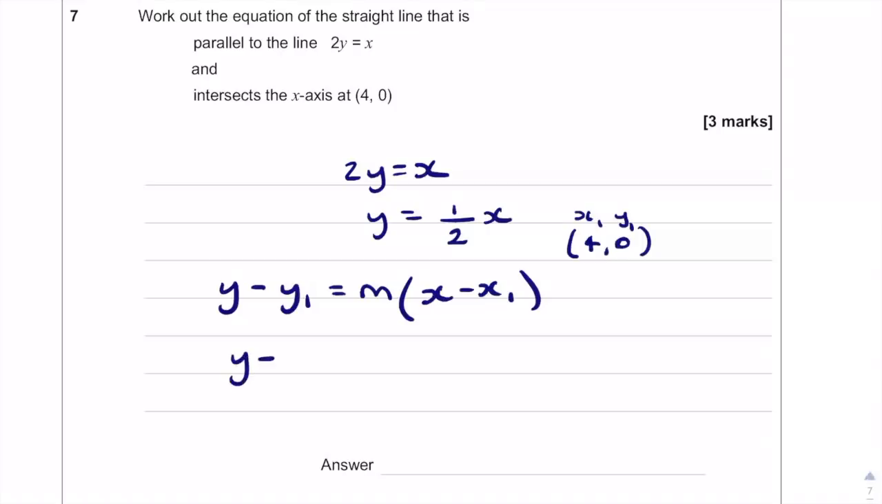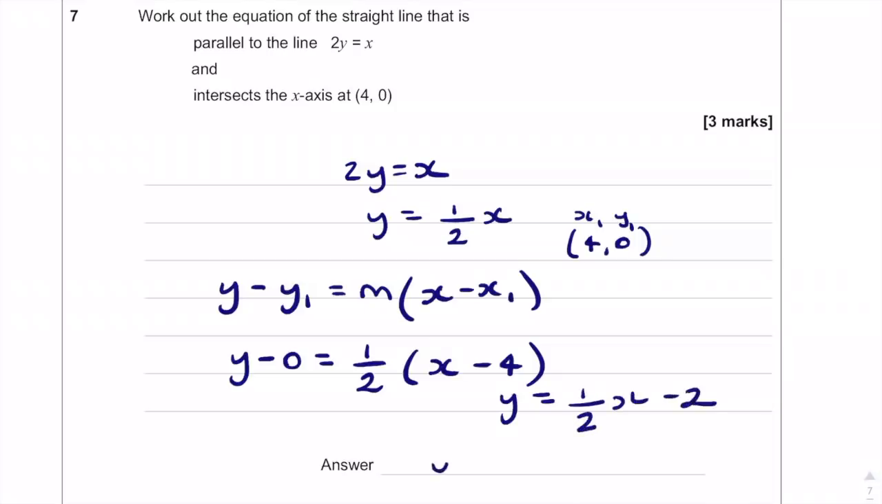So it's going to be y minus 0 is equal to m, which is a half, multiplied by x minus 4. So I'm going to get y is equal to, if I expand this bracket out, a half of x minus 2. So y is equal to a half of x minus 2. That's question 7.